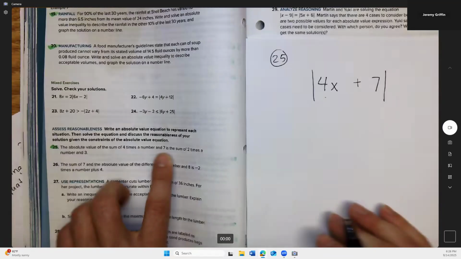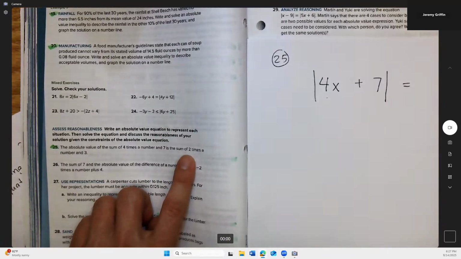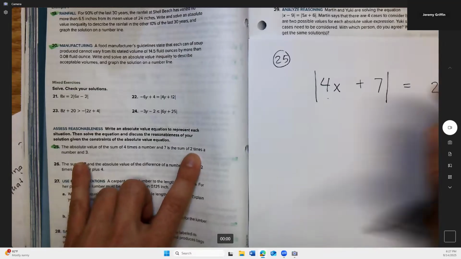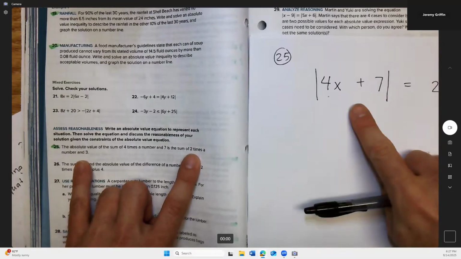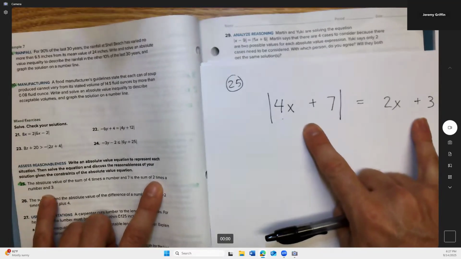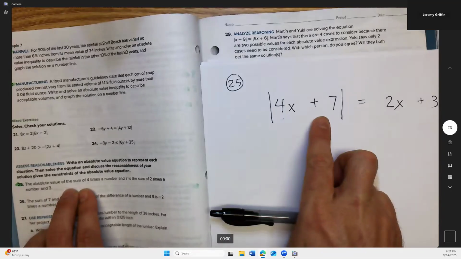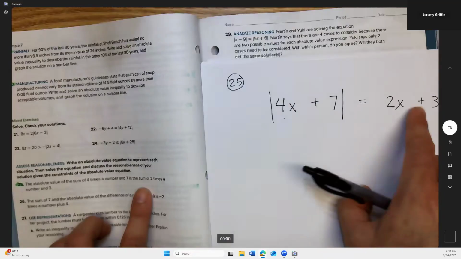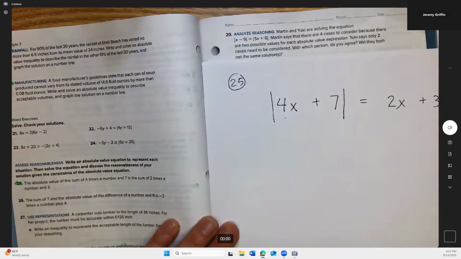Okay, it says is the sum of, right, I'm adding things together, 2 times the number and 3. If it's the same number, then this x would be this x. And so 2 times the number and 3. Right, let me double check. I think that's the solution they're looking for. Let me make sure it works. The absolute value of the sum of 4 times the number and 7 is the sum of 2 times that number and 3. Yeah, that should be it right there.